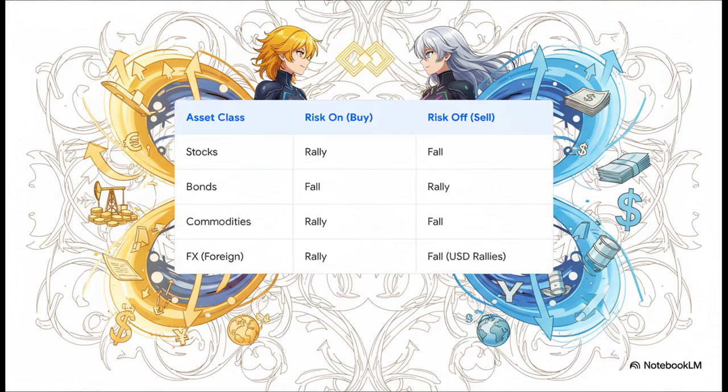In a risk-on environment, stocks, commodities, and foreign currencies should all be rallying, while bonds should be falling. In a risk-off world, it's the complete opposite. Bonds and the US dollar rally, and pretty much everything else falls.